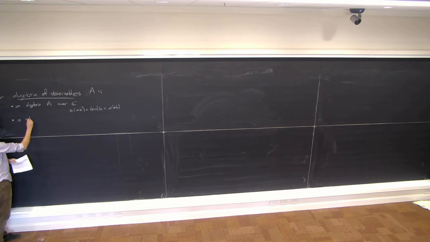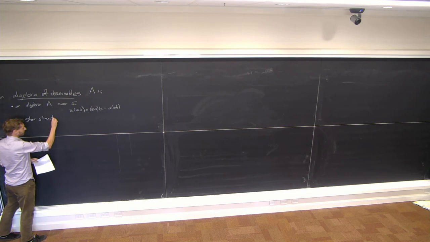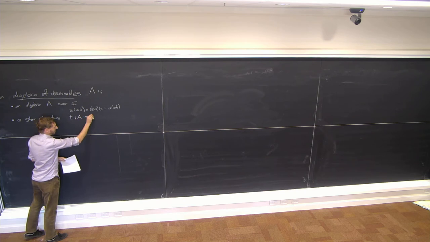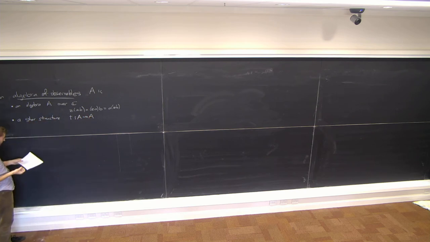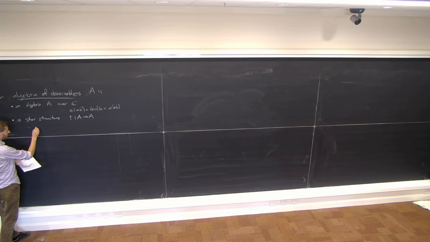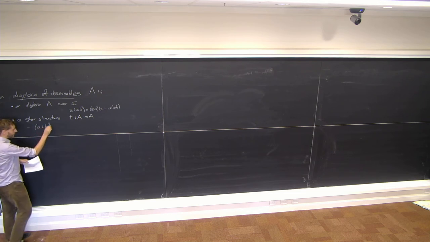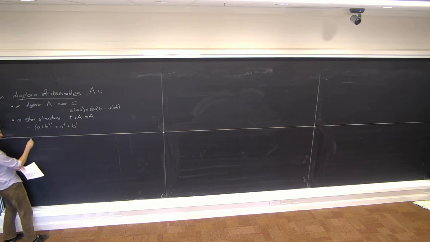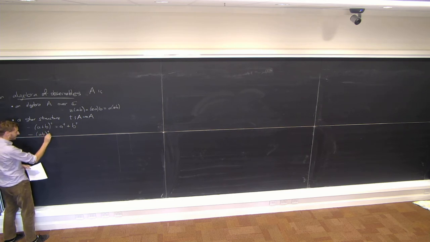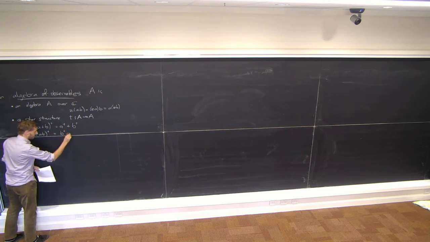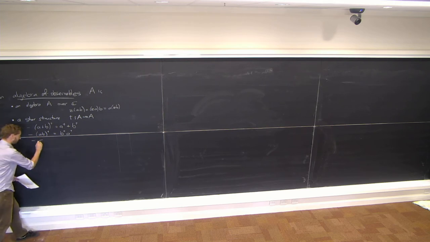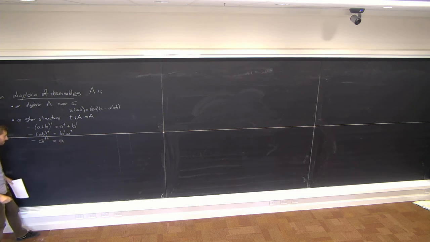Along with the star structure, so I'm going to write it as dagger, which is just some map from A to A. And this should satisfy a few rules. So it plays with the ring structure in a pretty boring way. (A plus B) dagger is A dagger plus B dagger. (A times B) dagger is a little bit interesting. It's an anti-involution of the ring. I should say it's an involution, yes: A dagger dagger equals A. But the dagger reverses multiplication.